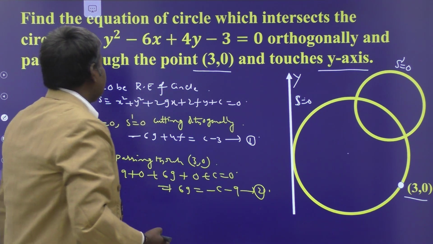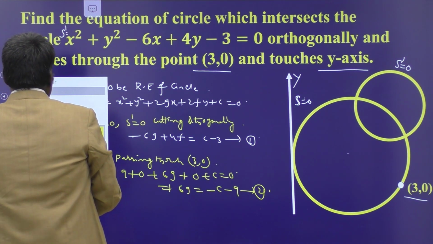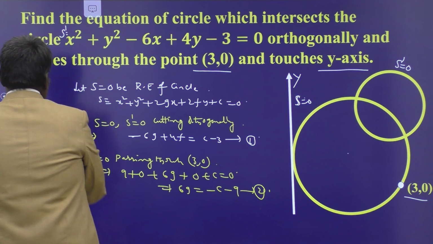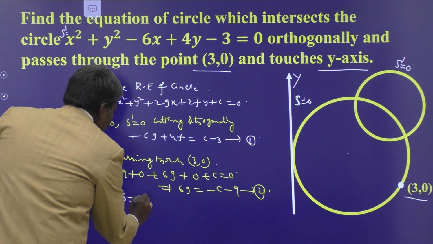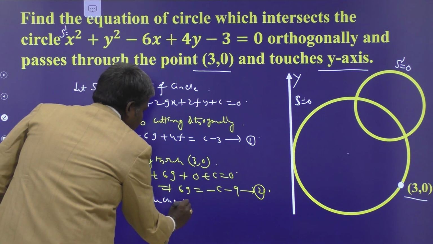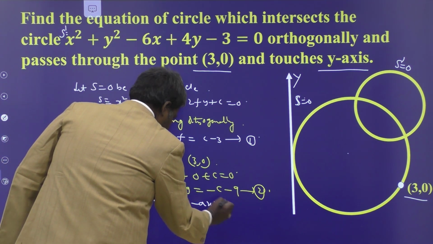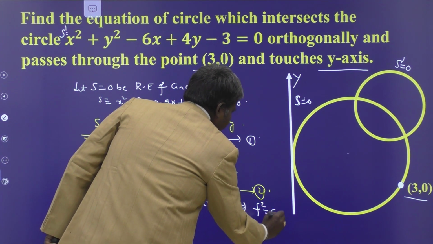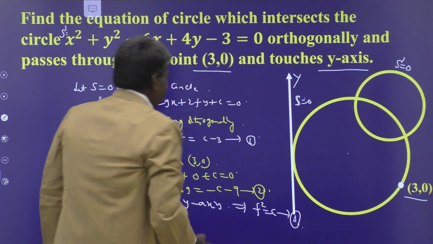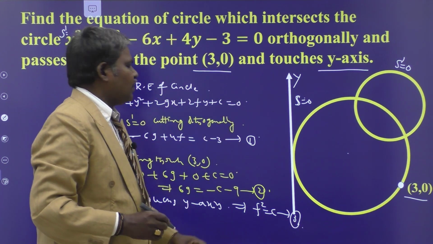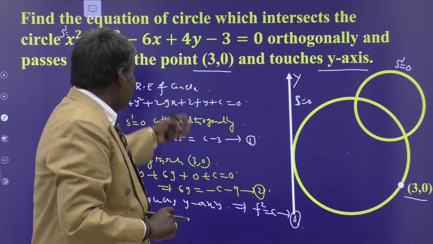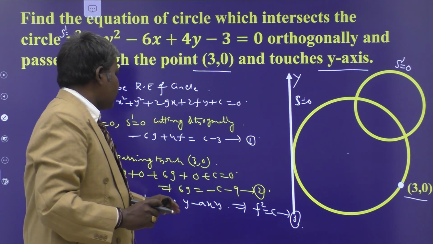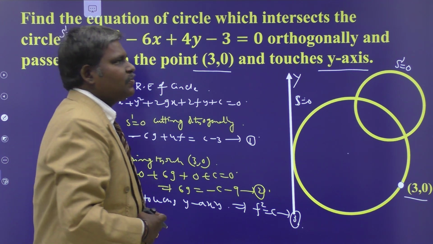And the circle touches the y-axis. S equal to 0 touches the y-axis. Touches the y-axis, we mean what? f square is equal to c. This is the third equation. So 3 conditions are given to you, and 3 equations are obtained. So from these 3 equations you have to solve for f, g, c values.